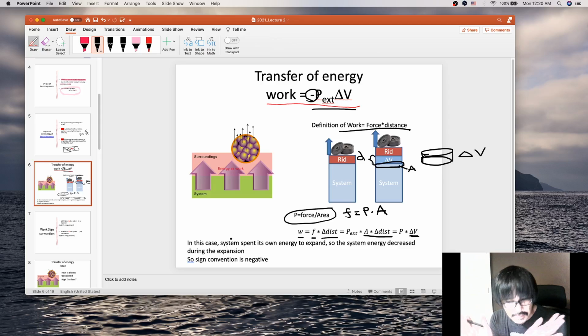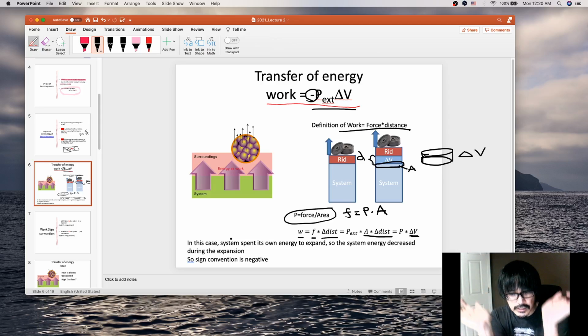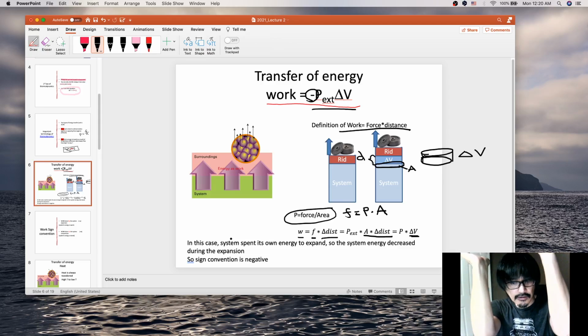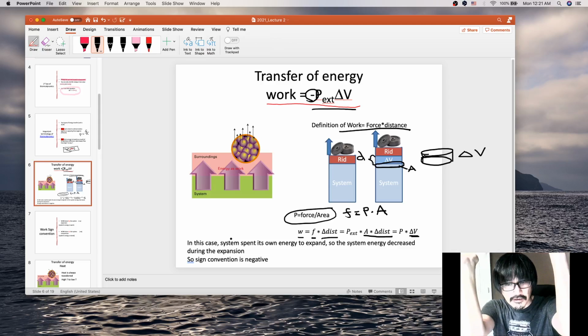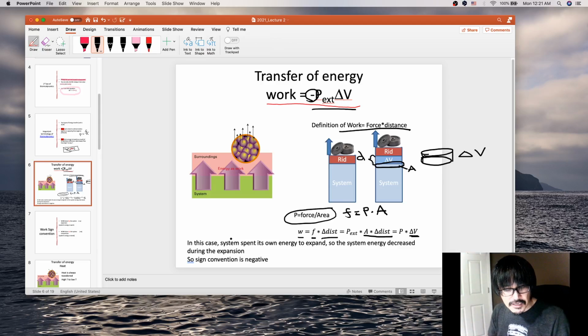In this particular case, expansion, the system is working hard to push this lid upward, right? And that energy has to come from somewhere, right? Where does that energy come from? It comes from the system itself. So the system spent some energy to push the lid upward, right? Does that mean that the system energy is decreased? Yes, it is. So the expansion work has the sign of negative.